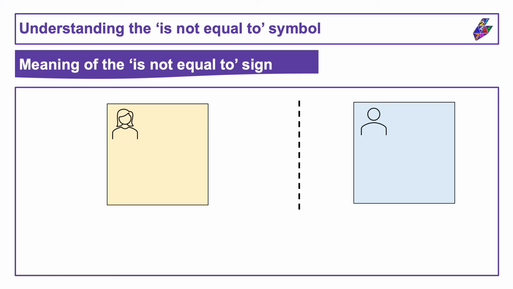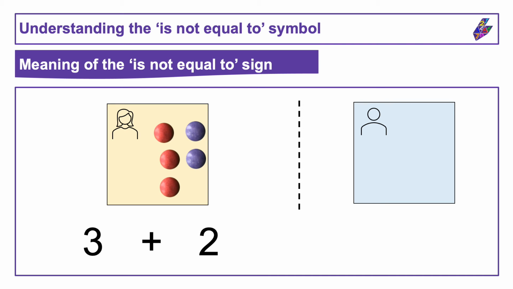What if Jenny had eaten 2 of her sweets? So when we look at what she's got now, we see 3 red sweets and 2 purple sweets. Michael hasn't eaten any of his, so he still has 7 orange sweets. We're comparing the number of sweets that Jenny has with the number of sweets that Michael has. If they have the same amount, we say they are equal. They have the same value. But if they have different amounts, then we say they are not equal. They do not have the same value.